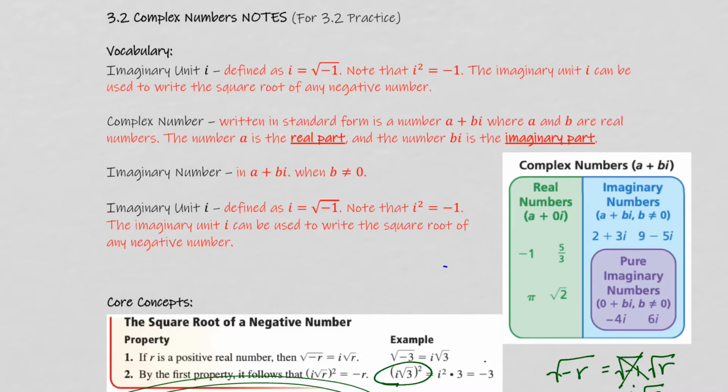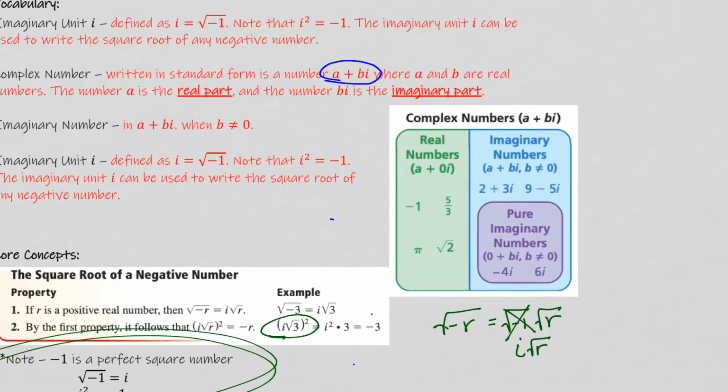Okay, for the second part of 3.2, we're going to talk about complex numbers. Now we've talked about imaginary numbers, and now we're going to talk about what this complex number business is. That is when, written in standard form, you have a plus bi, which means you have a number a plus a number in front of i, and it may or may not have a number in front of it. a is the real part, the real number, and the bi is the imaginary part.